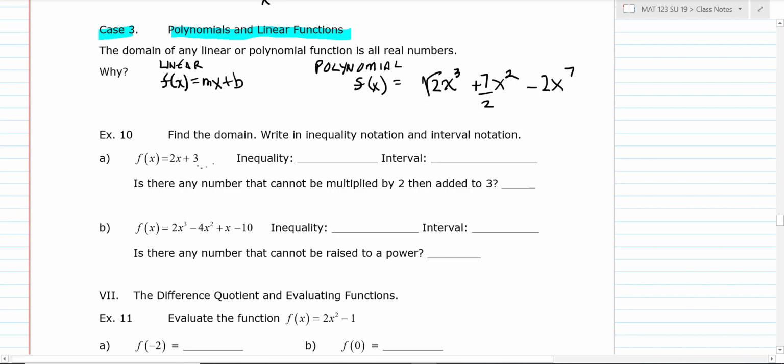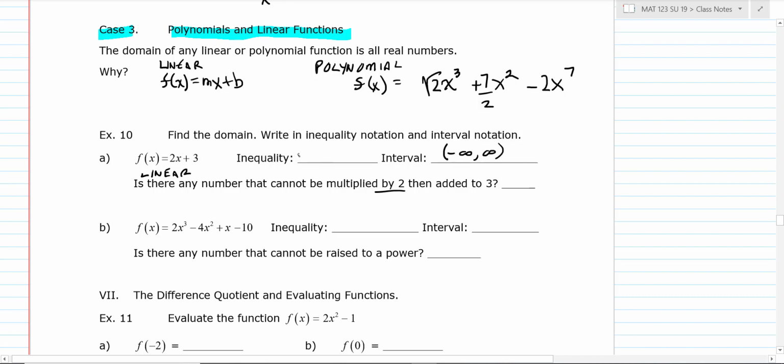Okay, so what you want to be able to recognize on this last example is this is a linear function. And that's what I'm saying on here. When you're looking at this, I'm asking the question, is there any number that cannot be multiplied by 2 and added to 3? No, every number that you can think of can be multiplied by 2 and then can be added to 3. So the interval is all real numbers. So you write the all real numbers as -infinity, infinity.